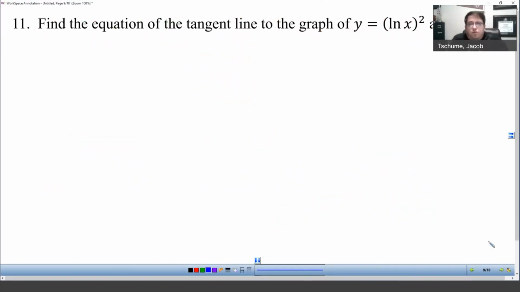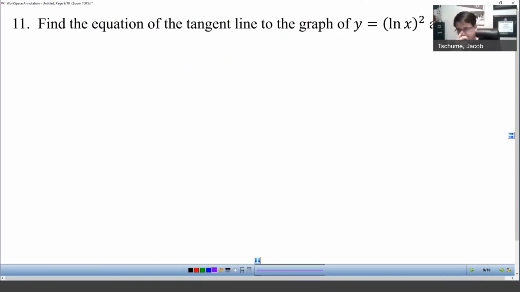All right, two more things to do and then we'll be done with this video. As you've seen in the last four or five sections, we have learned a new derivative rule, so we're going to have to find the equation of a tangent line. Number 11 says, find the equation of the tangent line to the graph of y equals the natural log of x all squared at x equals 3.